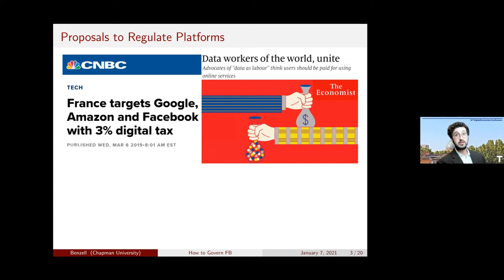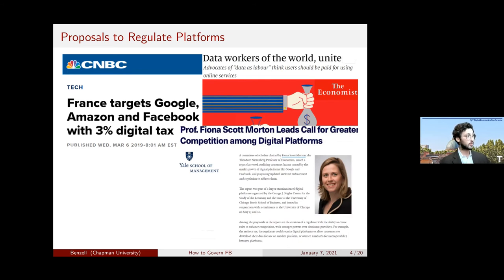People have talked about different ways of dealing with it. Europe's talking about taxes of different kinds. This data as labor idea suggests that maybe we should unionize users of these platforms and have them collectively bargain against Facebook for their share of the profits. You can also imagine doing things to improve competition. Fiona Scott Morton and her call for interoperability is a big part of that. Maybe we need more competition in this space.